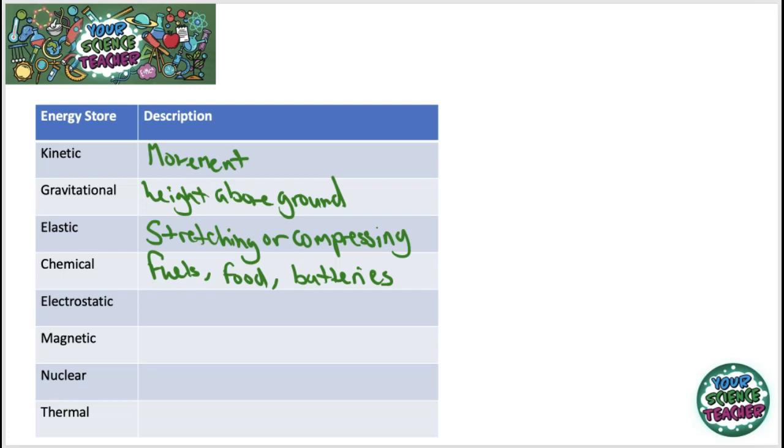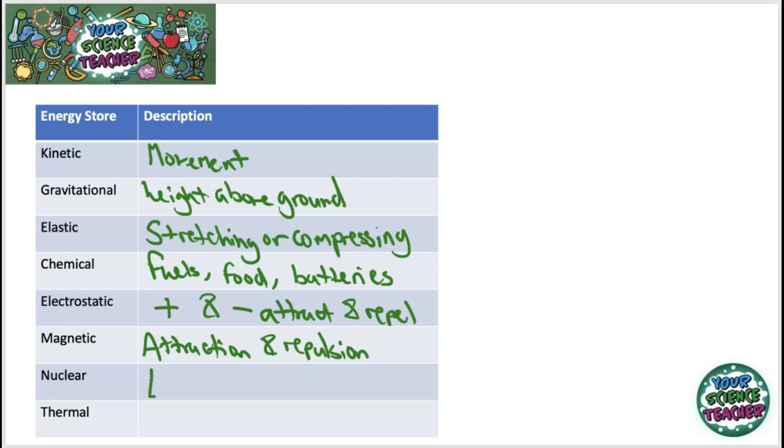After that, we have an electrostatic energy store, which is the attraction between positive and negative charges. As well as attraction, you can also get repulsion as well. Then we have the magnetic energy store, and this is also attraction and repulsion, but it's not between charges, it's between magnets or magnetic materials. Then we have nuclear energy, and this is energy stored in the nucleus of the atom. And then the final energy store is thermal, which is energy stored due to heating.